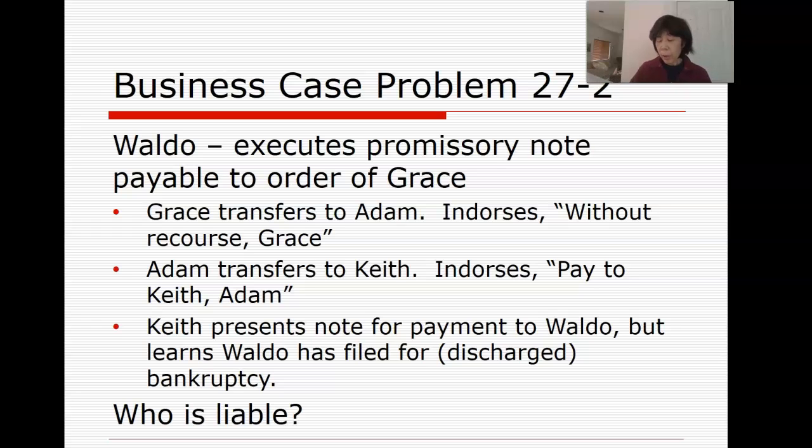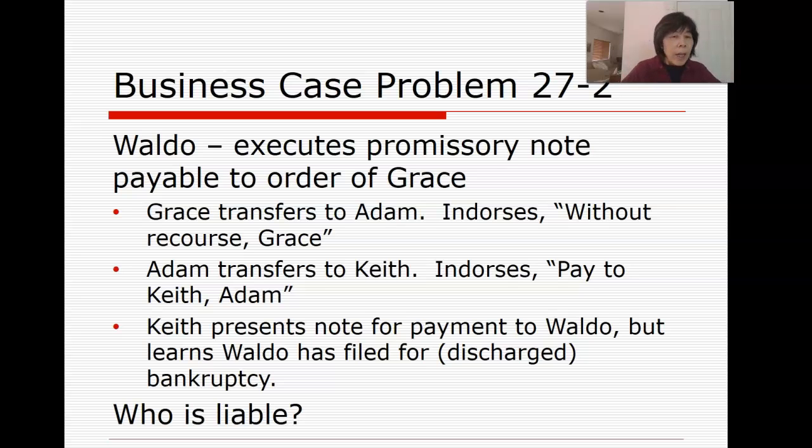On the due date, Keith presents the note to Waldo for payment, only to learn that Waldo has filed for bankruptcy. And now all his debts will be discharged. Discuss fully whether Keith can hold Waldo, Grace, or Adam liable on the note. All right, so let's walk through this together, applying some of what we just talked about regarding discharge. And also it brings into consideration some of the other concepts that we have looked at.